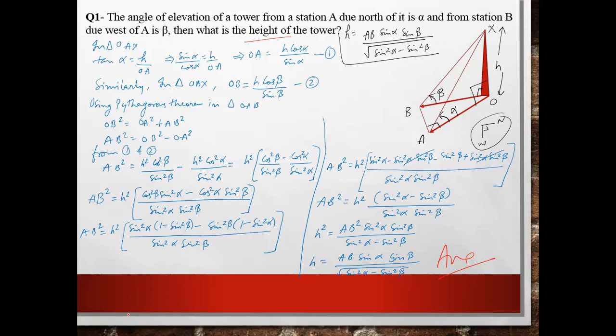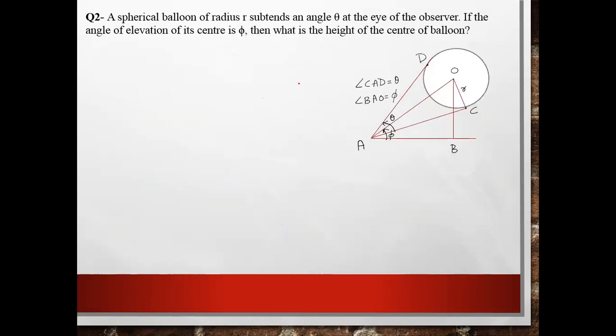Now there's another hot question. Don't lose your energy. All right. Now here is the question. The question says that there is a spherical balloon of radius r, this is a spherical balloon and its radius is r. It subtends an angle theta at the eye of the observer. So if A was the observer, and this was the eye of the observer, at this point the angle made by this balloon is theta. All right. So this angle will be theta by 2.